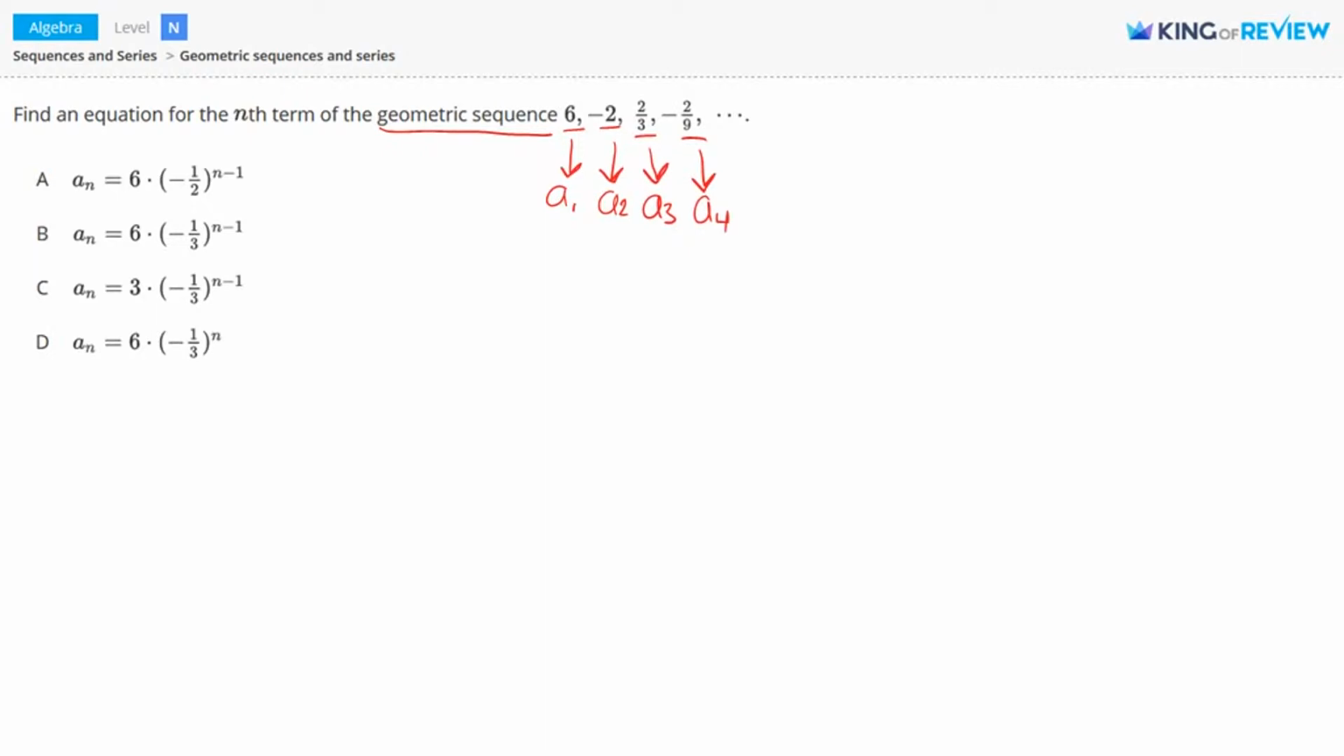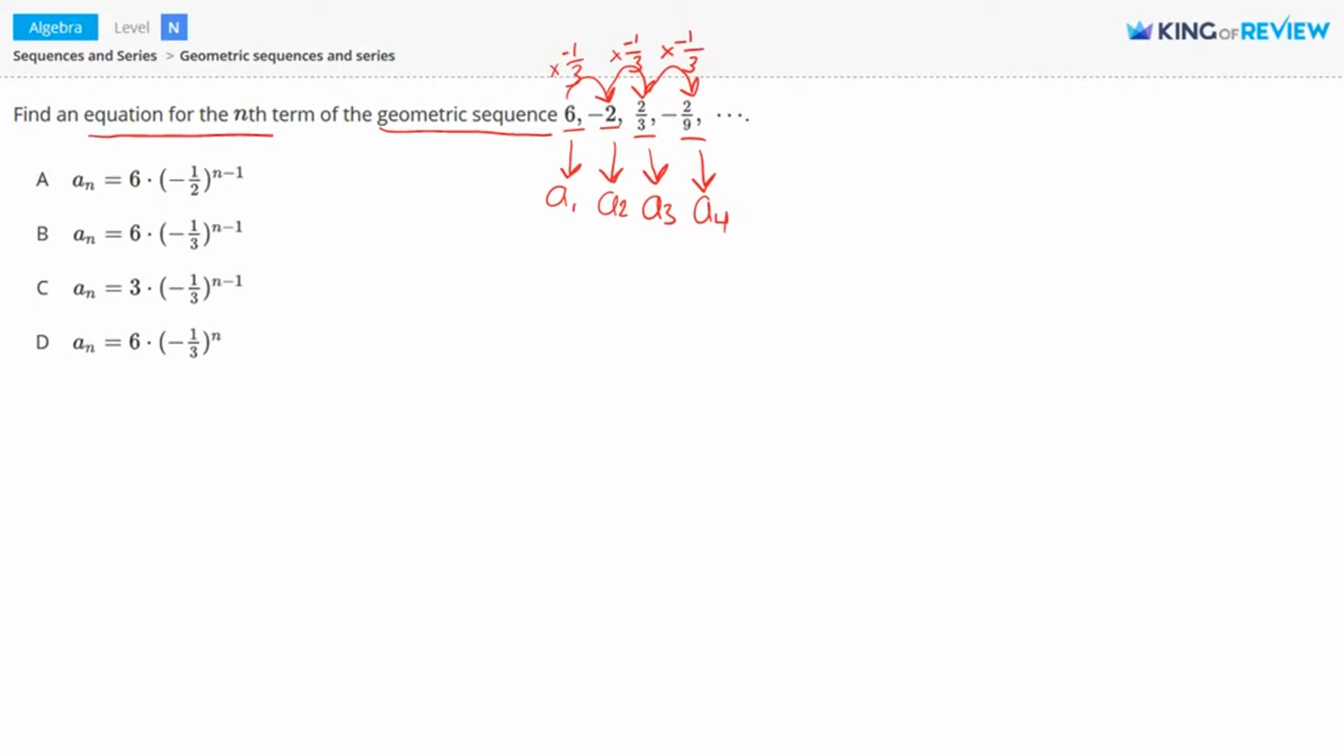So what we want to do is find an equation for the nth term. A geometric sequence has a common ratio. So to go from 6 to -2, we would multiply by -1/3. And to go from -2 to 2/3, we would multiply by -1/3. So you can see the pattern here. To get to the next term, you multiply by the common ratio. And in this particular sequence, the common ratio is -1/3.